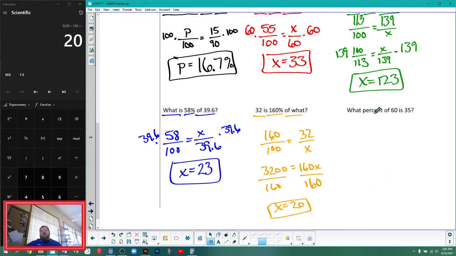Okay. Last one on this side, what percent of 60 is 35? We're looking for our percent over 100 equals my is over my of.